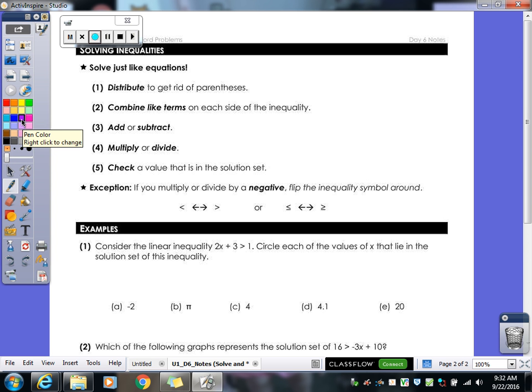So we're going to be solving some inequalities, just like we did solving our equations. You follow the same rules. You still distribute first. Combine your like terms. Add or subtract, and then multiply or divide. So your DCV, like we've talked about. And then you always want to check to make sure your answer is correct. Here's an important exception. If you multiply or divide by a negative, you have to flip the inequality symbol. And that's only when you multiply or divide by a negative does the symbol flip.